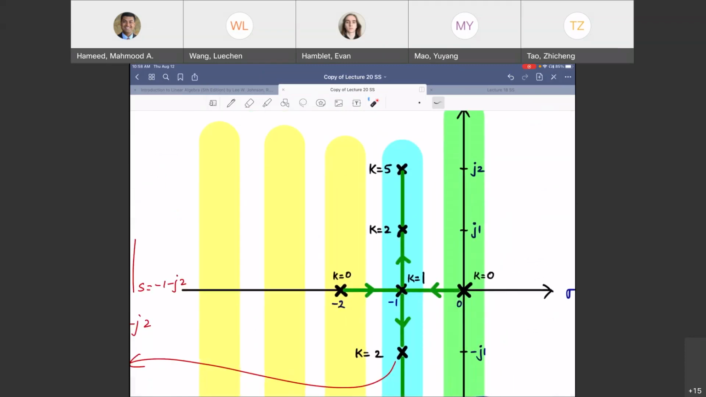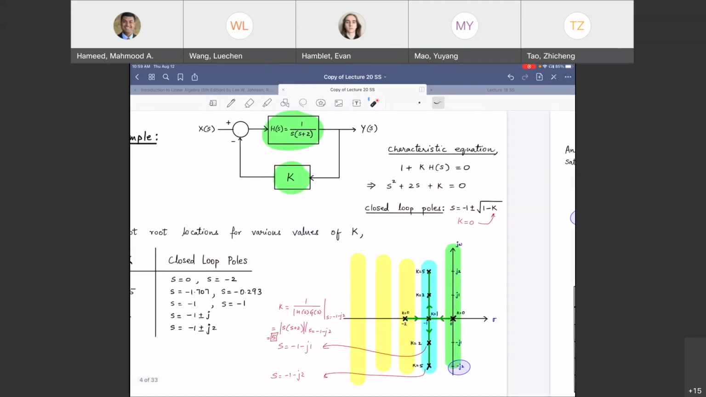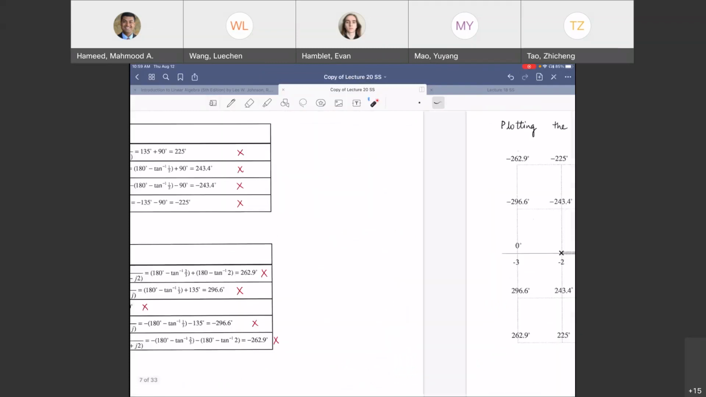If you are curious, you could pick any point here and check. You will see that the angle criteria will be satisfied for that. So if you put S as any real value between 0 and -1, or between -1 and -2, put that real S in the angle criteria, you will see that you will get an odd multiple of pi. So if you're curious and you want to check it out, you can do that.